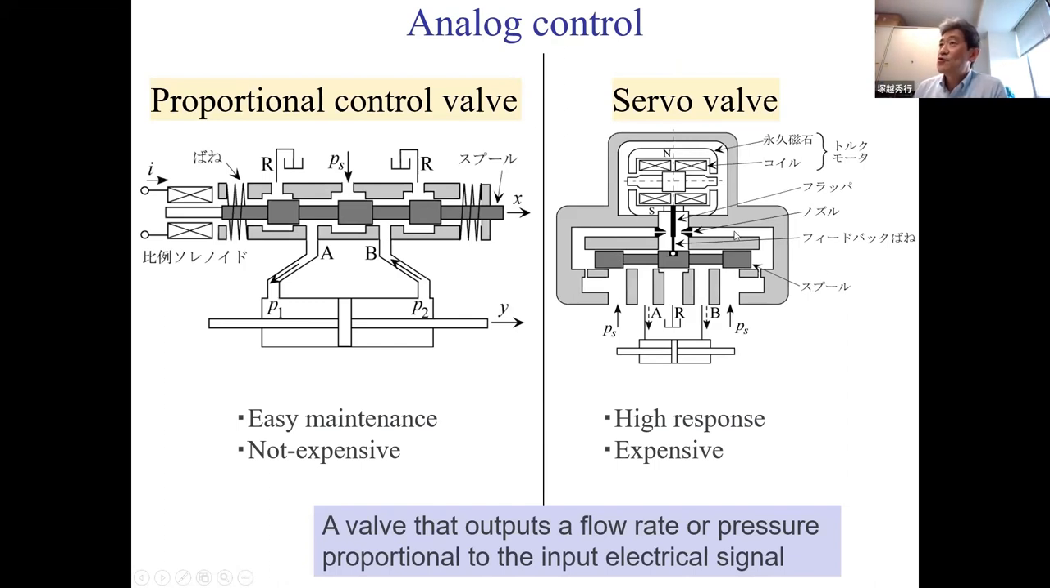This is another type of control valve. Unlike the switch valve, the opened area is controlled in an analog way. And this is called the proportional control valve, which is based on the spool valve. And the right one is the servo valve. It also contains the spool valve inside, but it also has a feedback function inside. So it can adapt to much higher responses.